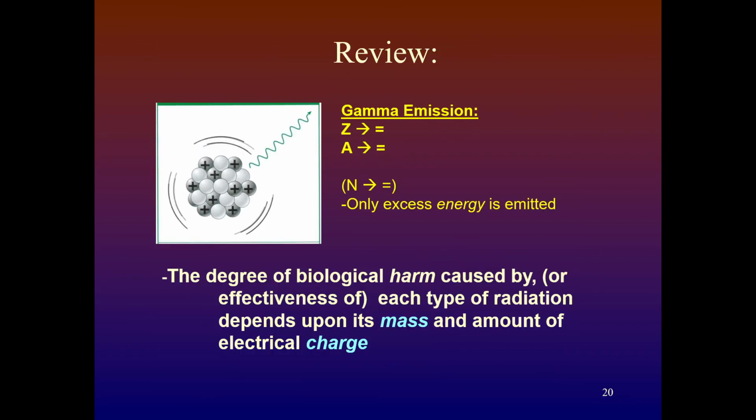Gamma emissions are an electromagnetic wave occurring when an unstable high-energy atomic nucleus moves towards a more stable ground state. Gamma emissions don't change the atomic number, they don't change the atomic mass, they don't change the neutron number. Only some excess energy is emitted. The degree of harm caused by each depends on its mass and amount of electric charge.